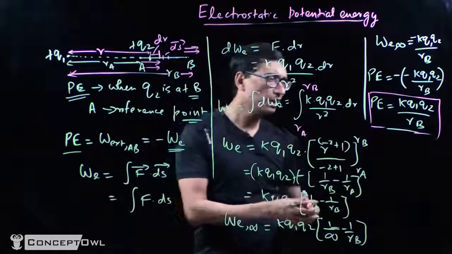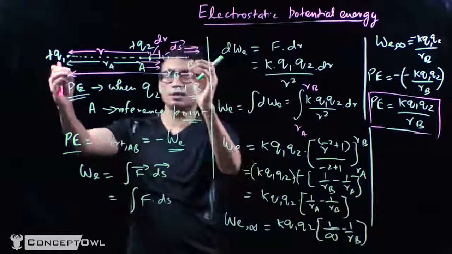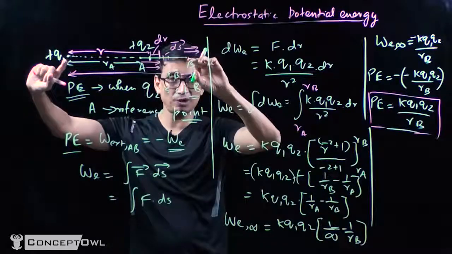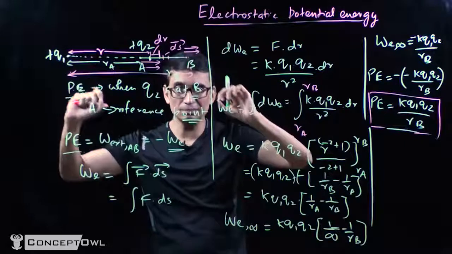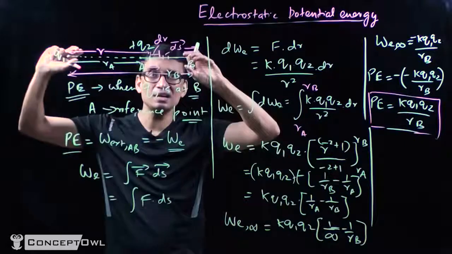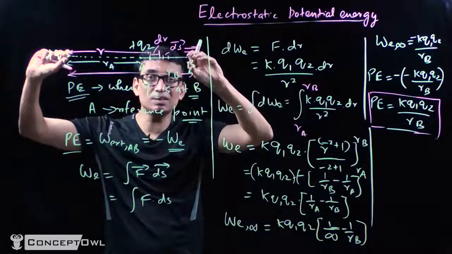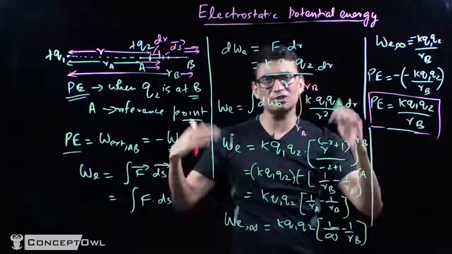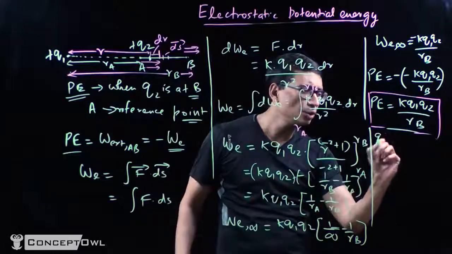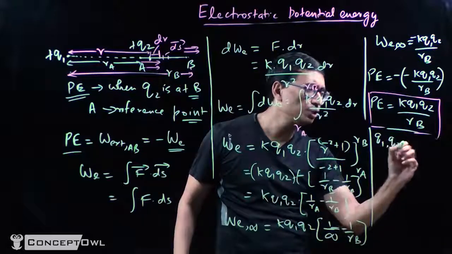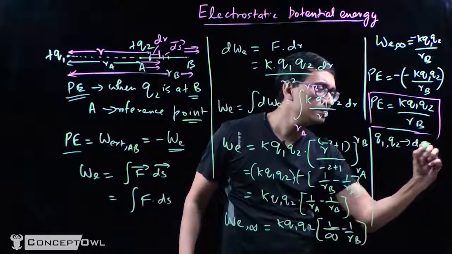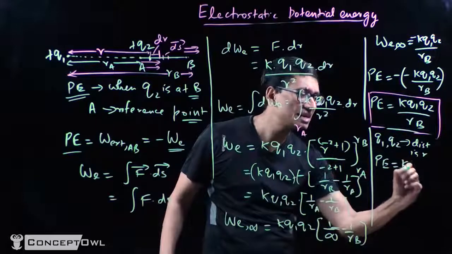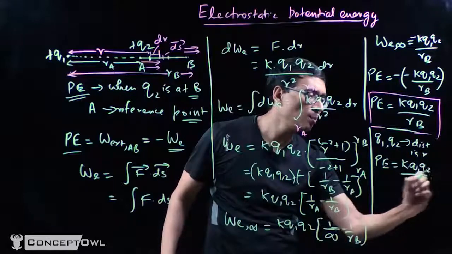And in general, if the two objects are separated by distance r, remember this RB is the final point, RA is from where it starts. So basically we're talking about the potential energy of the system when the straight line distance between them is RB. So instead of RB I'll just call it R now. So when the distance between Q1 and Q2 is R, then the potential energy of such a system is nothing but K Q1 Q2 upon R.